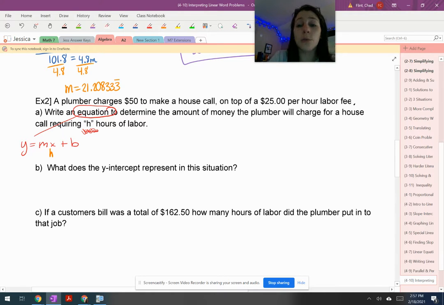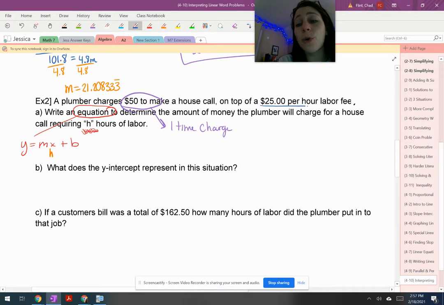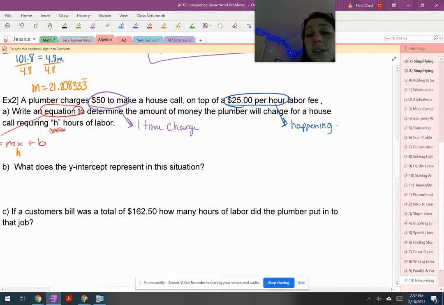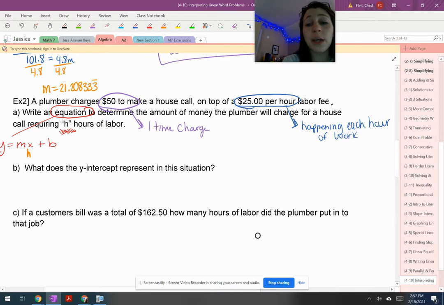The $50 to make the house call, that is like a one-time charge. You know, he's not going to charge you more than $50 per house call. It's only once. However, the $25 per hour is, again, happening more than once. You're being charged that $25 each hour of work that the plumber's doing at your house. So this is like my slope, whereas this is like my y-intercept.